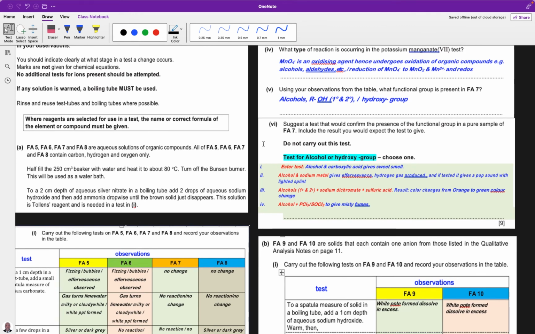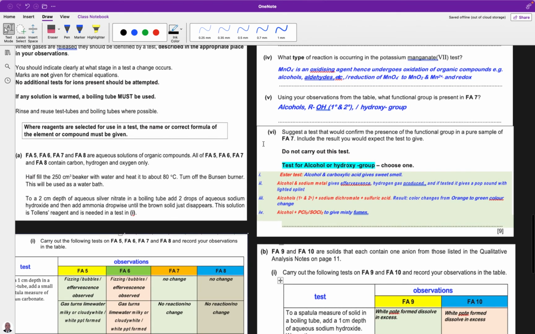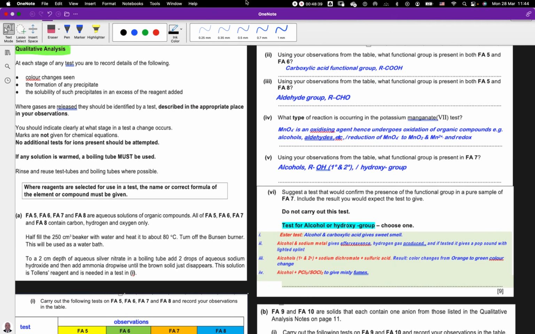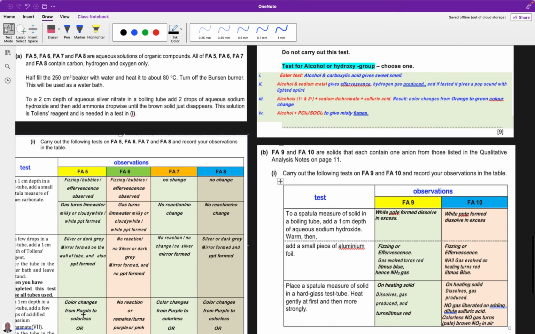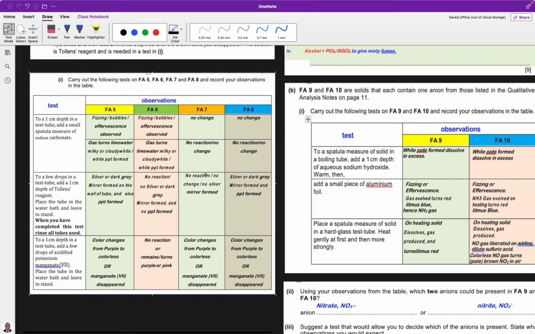Okay, using your observation, question number 5. Using your observation from the table, what functional group is present in Fa7? Fa7, the functional group present in Fa7. Look at it. From the first test, Fa7 did not do anything. There was no reaction. Second test, no reaction. Third test, no reaction. In that case, it was not aldehyde. It was not a carboxylic acid.